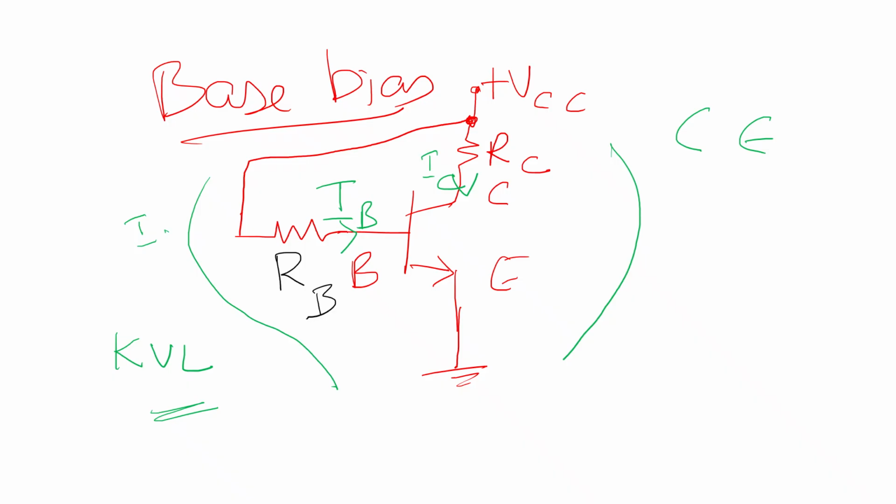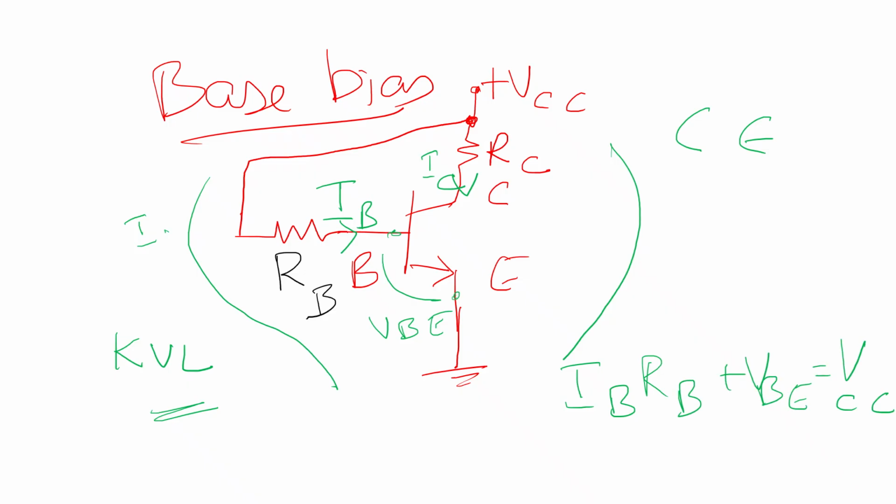Now let me write the equation in the input loop. The voltage drop across RB, and here we have a particular voltage called VBE, where the voltage across the base and the emitter is called VBE. So applying KVL, IB RB plus VBE will be equal to the total constant voltage.